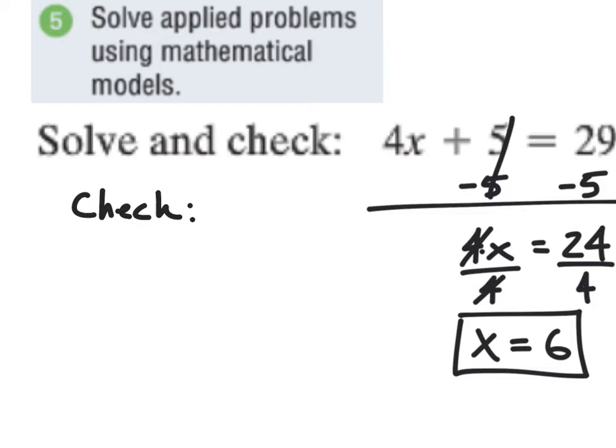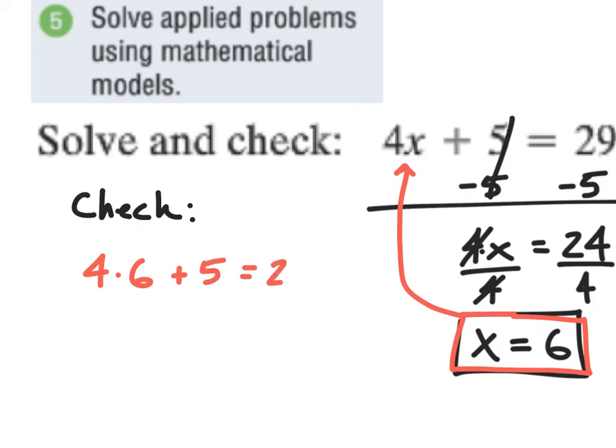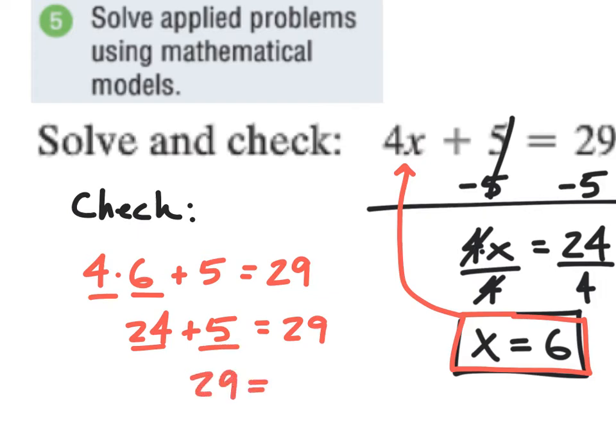So on something like this, I just want to plug in 6 for x in my original equation and see if we get a true statement. So I'm going to do 4 times x, which is 6, add 5 to that, and we should get 29. Let's do the math. 4 times 6 is going to give me 24, plus 5, and that's going to equal 29. Now, 24 plus 5 does give me 29, which equals 29.